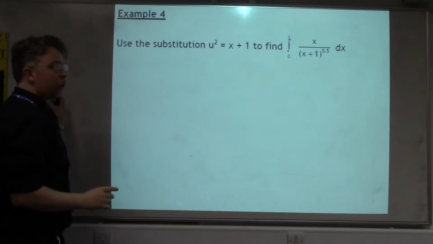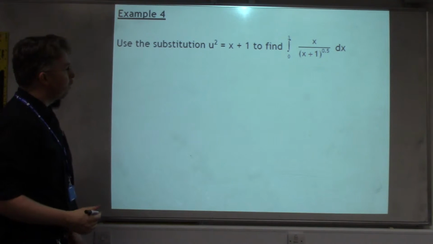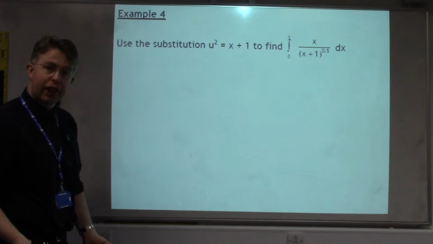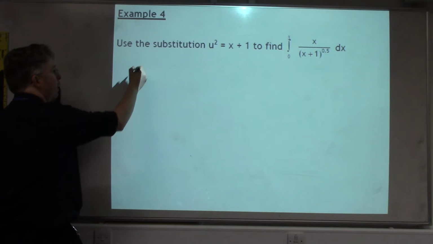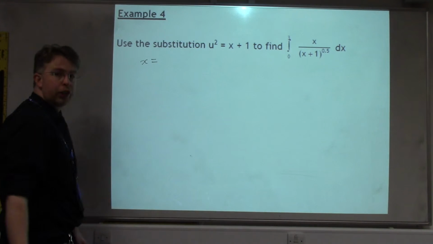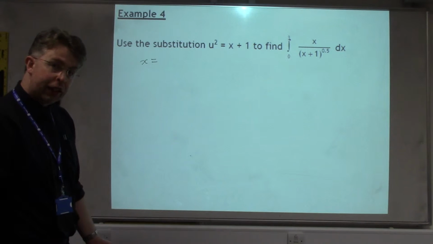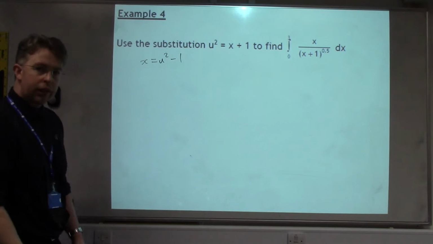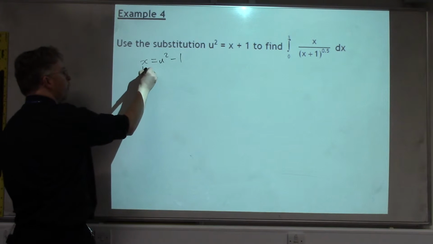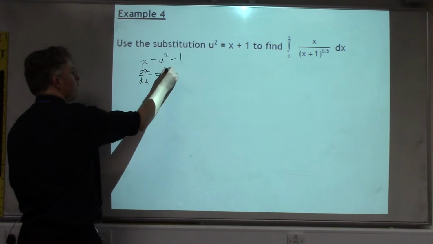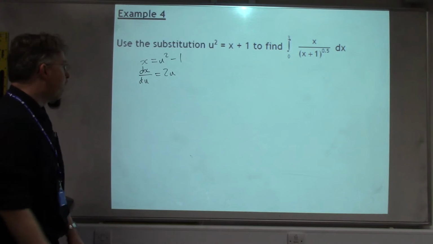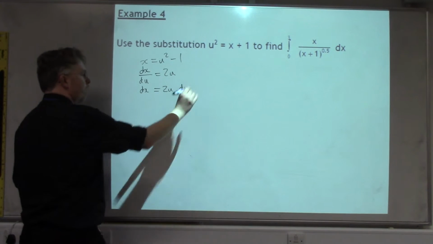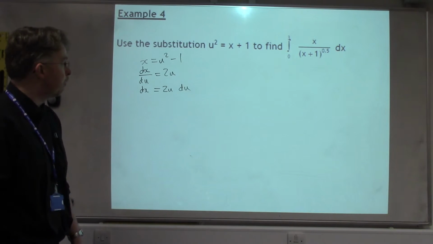So again, substitution, we need to differentiate it. Now we've got u squared equals x plus 1. And when it's u squared, there's usually a single x to rearrange to. So in this case, before differentiating, I would rearrange it to x equals u squared take away 1. Differentiate: dx by du is equal to 2u. And therefore dx equals 2u du. So we've got that part of the substitution.